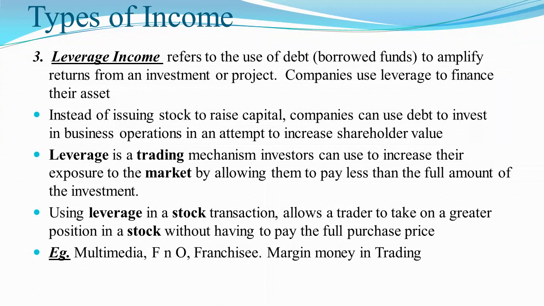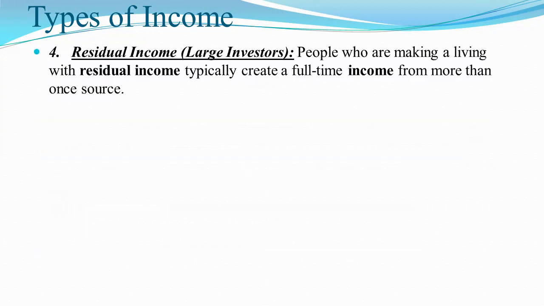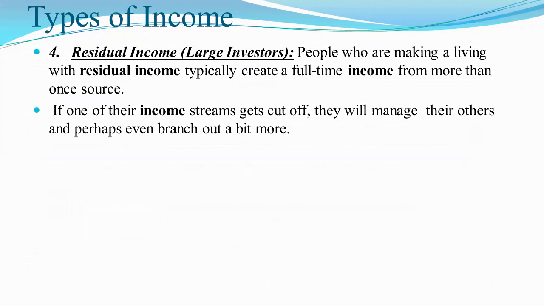Multimedia businesses, futures and options, franchisee businesses, margin money trading, etc. All are this kind of businesses. Large investors, the big people who invest in companies, invest their residual income and create full-time income from multiple sources. Mr. Jhunjhunwala, Mr. Damani, and all the big investors, their income comes this way. They invest in multiple areas, multiple companies. They don't have to worry about one company. If they have invested in 4 or 5 companies, even if 2 or 3 do well, they have made the money.